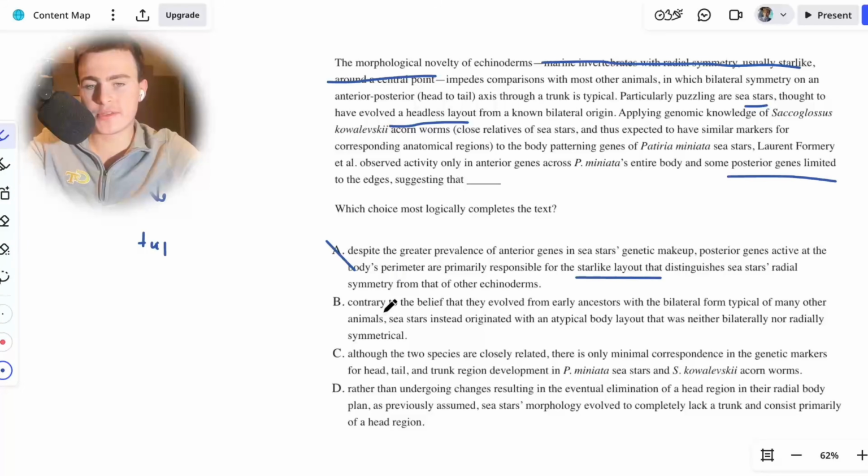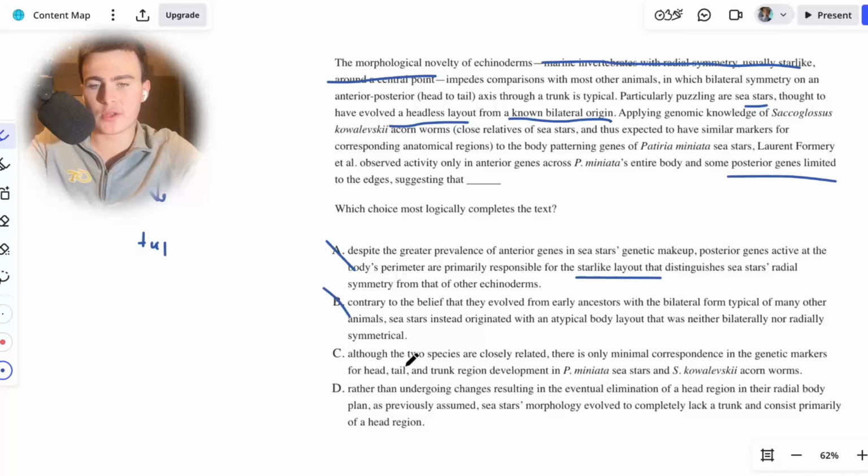B. Contrary to the belief that they evolved from early ancestors with bilateral form, typical of many other animals, they originated with an atypical body layout that was neither bilaterally nor radially symmetrical. So this is saying that they did not evolve from bilateral forms of animals. It literally says that the sea stars are from a known bilateral origin. So they know they're from a bilateral animal. So this is incorrect, immediately.